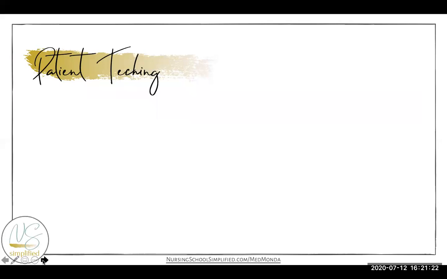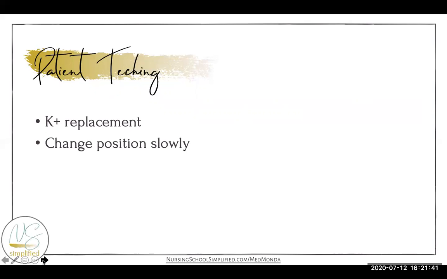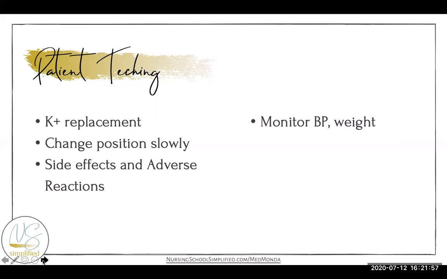So, for patient teaching, there are several points we want to make sure we emphasize, and that patients need to have some type of potassium replacement. And typically, bananas is not going to be enough. They usually have to have an oral supplementation. Change positions slowly because we want them to avoid orthostatic hypotension until they become acclimated to the medication. We want them to be aware of the side effects and adverse reactions so that they can report these to the physician. We also want them to monitor their blood pressure and their weight.